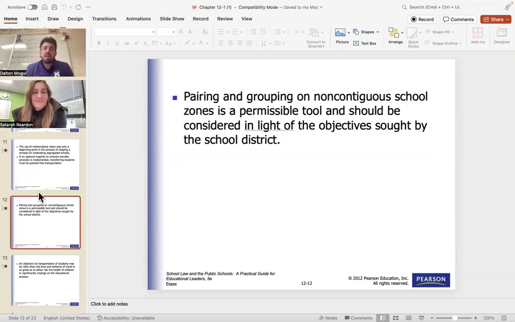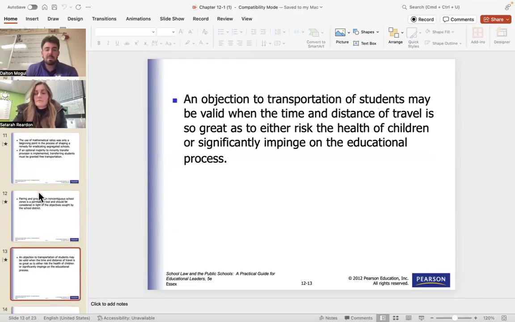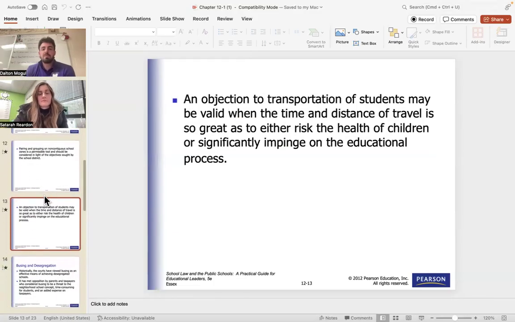Another adjustment was that the pairing and grouping for school zones is a permissible tool and should be considered in light of the objectives sought by the school district. And then finally, part of Swann was an objective that transportation of students may be valid when the time and distance of travel is so great as to either risk the health of children or significantly impinge on the educational process. So essentially what Brown v.